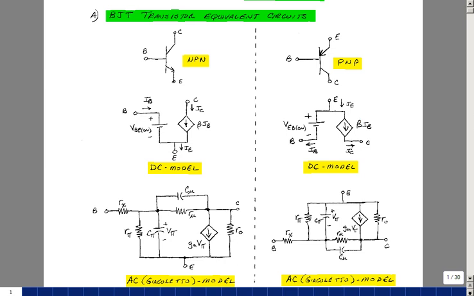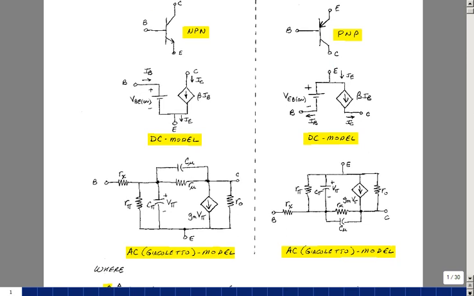For the NPN, the base current is entering, and the collector current is entering, and the emitter current is leaving. And just the opposite for the PNP. The emitter current is entering, and the base current and collector current are leaving.